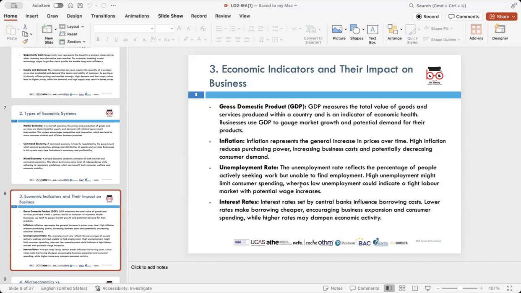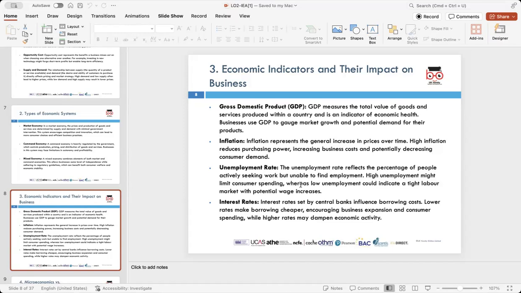Unemployment rate. The unemployment rate is also an important factor. When unemployment is high, fewer people have disposable income, leading to lower demand for goods and services. Conversely, when unemployment is low, businesses may face labor shortages and higher wage costs.